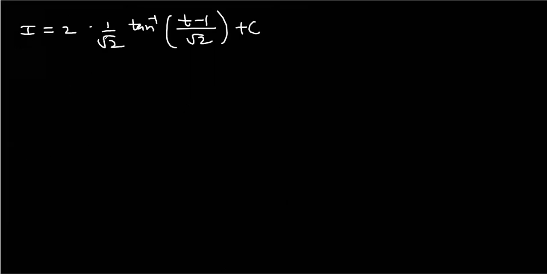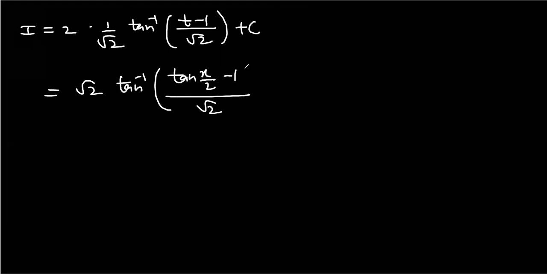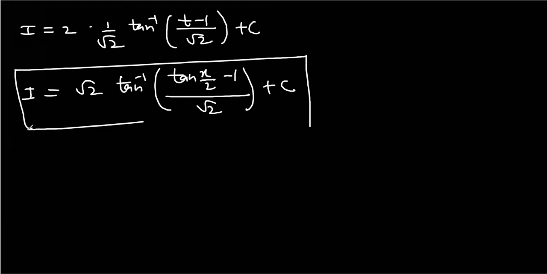And this gives you here root 2. 2 upon root 2 is root 2 tan inverse of, and what was that t? T was tan x by 2 minus 1 upon root 2 plus c. This is the final answer which we got. You can see the whole video once again to understand.